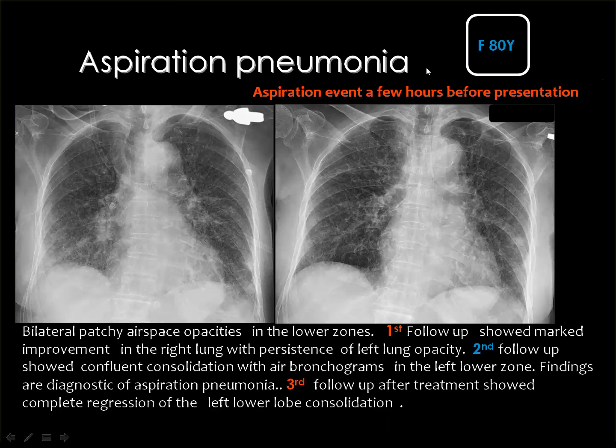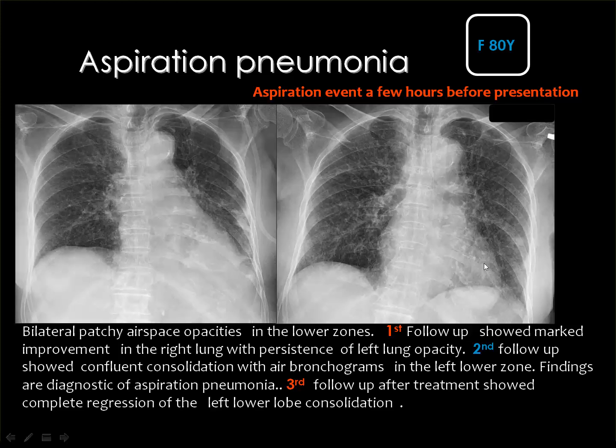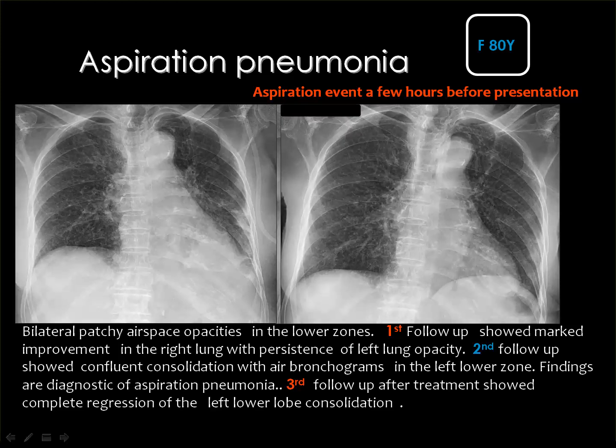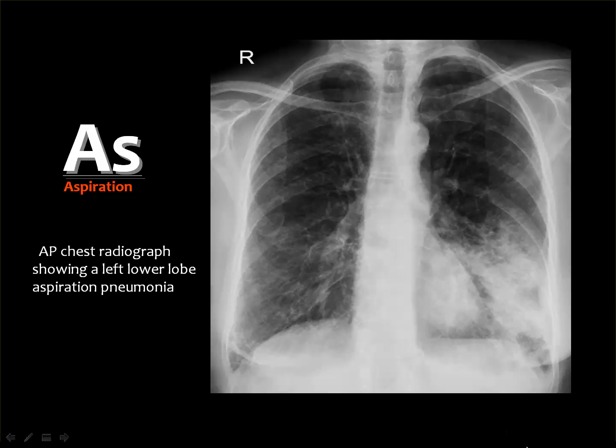Then this is an example of an 80-year-old female with an aspiration event a few hours before presentation. The initial chest X-ray showed bilateral opacities in the lung bases. The next follow-up showed clearance of the right basal opacities, but persistence of the left opacities. The next follow-up showed progression of the left basal opacities with obliteration of the diaphragmatic contour and some fluid in the costophrenic angle. The final follow-up showed clearance of both opacities with clearance of the costophrenic angle.